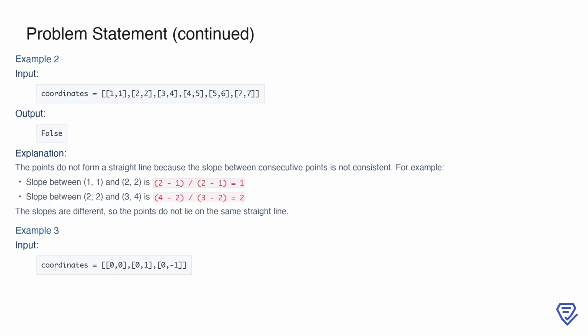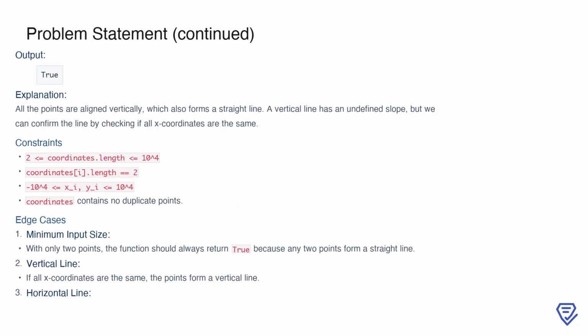This demonstrates that for a set of points to form a straight line, the slope between every consecutive pair of points must remain the same. In the third example, the input is 0 0, 0 1, 0 1, and the output is true. This means the points do lie on a straight line, but in this case, it's a vertical line.